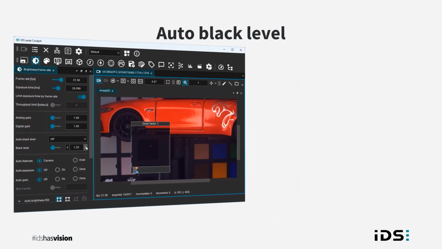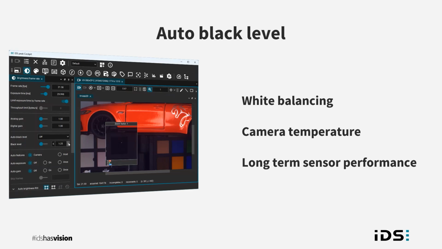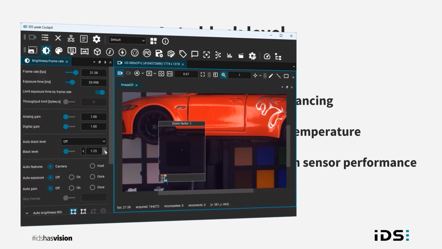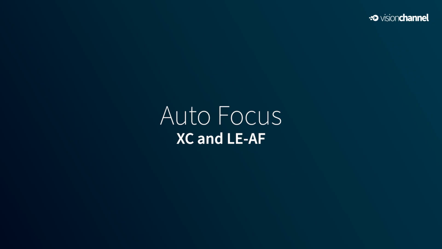However, under some circumstances, this true black level may still shift, likely due to white balancing, adjusting the RGB gains on a color camera, the operating temperature of the camera changing, or possibly through a general change in the sensor performance over time. Therefore, by enabling the auto black level, the camera can dynamically adjust the true black level so that it remains constant over time and we achieve consistent results.